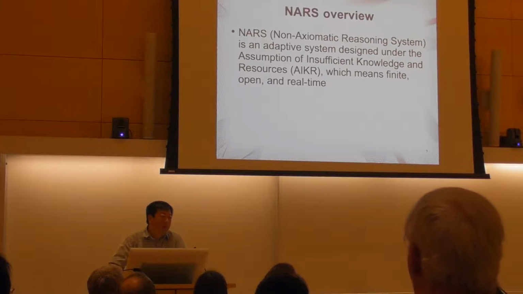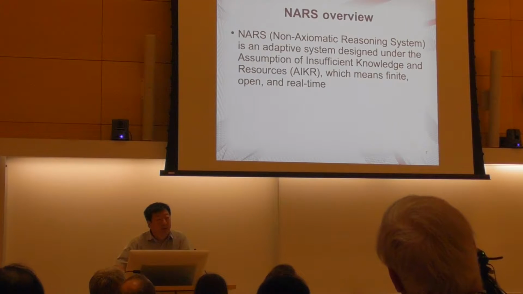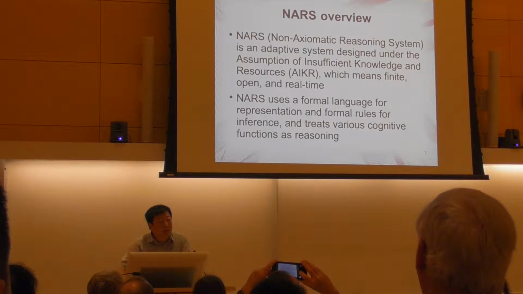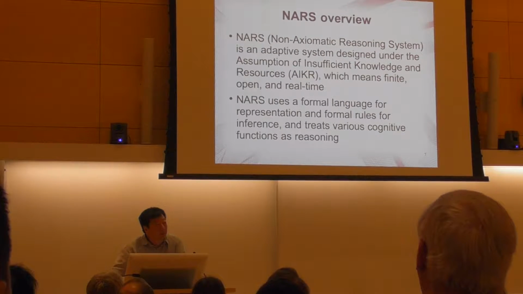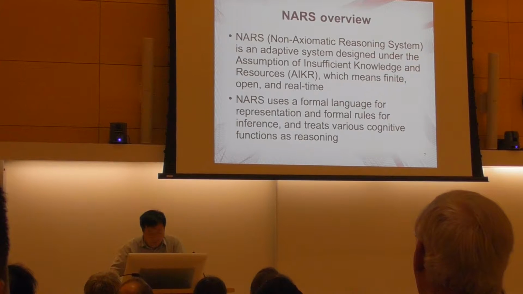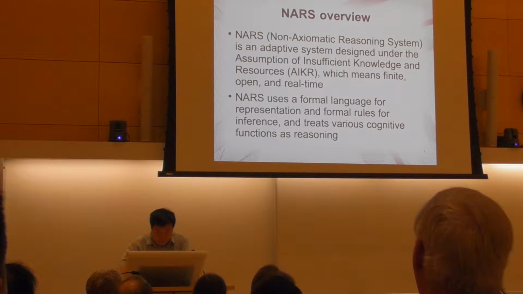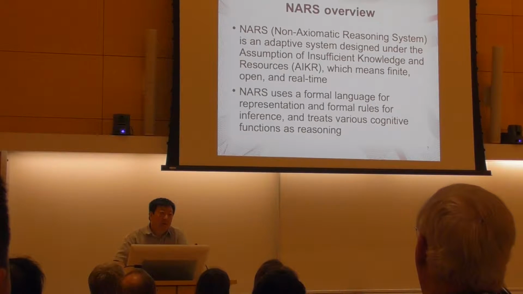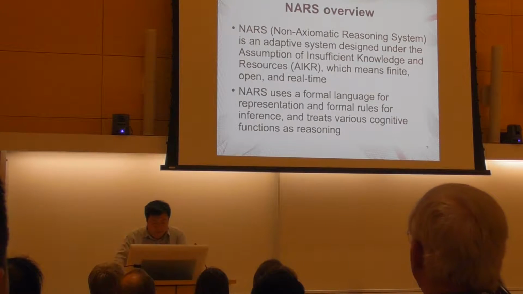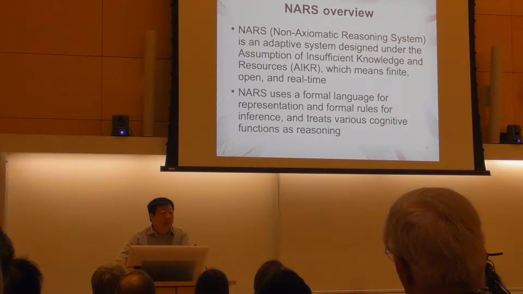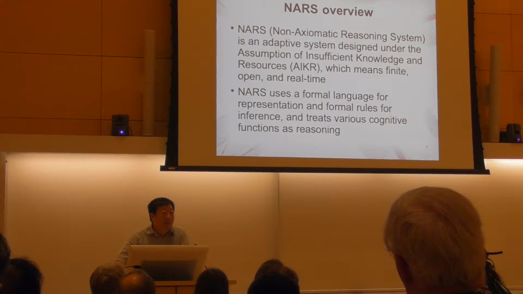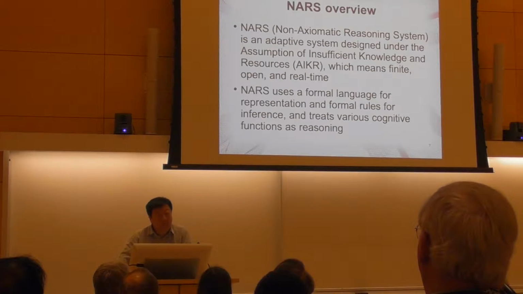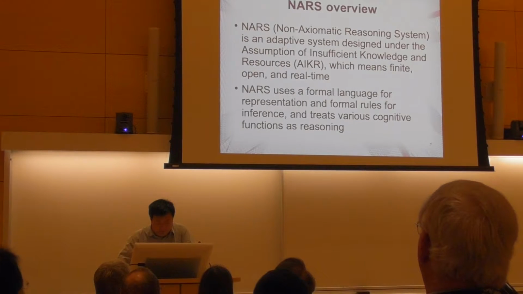As a consequence, there is no absolute truth anymore. Everything is true to a degree. But on the other hand, it's still a fully formalized and computerized reasoning system. You use formal language and formal rules. Another special property is that it tries to treat everything, or almost everything, as reasoning. Many people say that's simply impossible or simply wrong. Well, you will see what we can do.